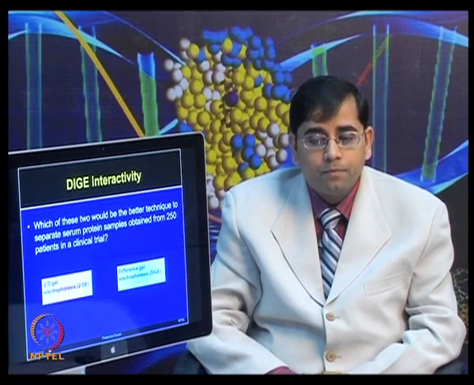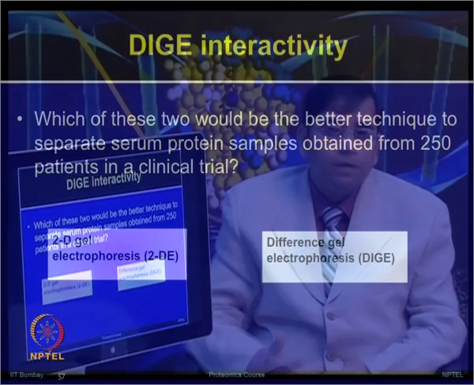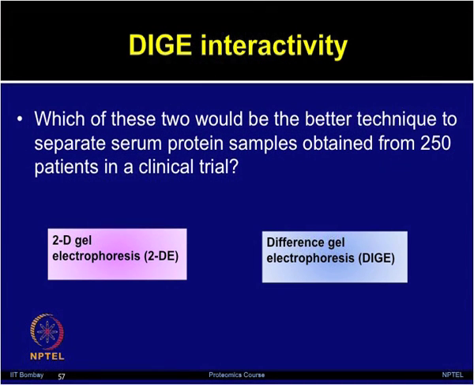Okay, so after knowing the concepts and after looking at the animation, now you should be very confident in the overall concepts related to the DIGE experiments. So, let me give you a very simple problem. If you want to perform some gel based proteomics approach and you have been given 250 patients from a clinical trial, which of the two methods will be useful, 2D electrophoresis or difference gel electrophoresis DIGE? Which of these two methods would be the better technique to separate serum protein samples obtained from 200 patients in a given clinical trial?